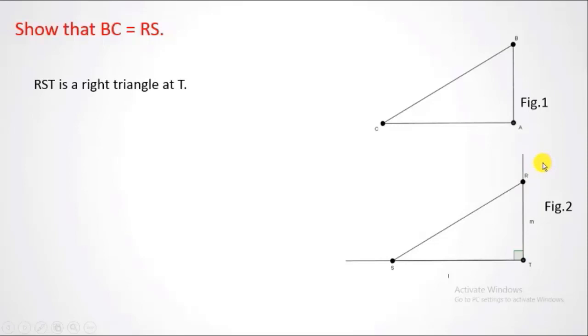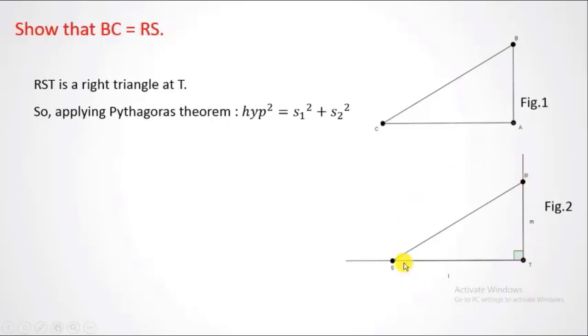Let's see how. First, RST is a right triangle at T. So, we can apply Pythagoras Theorem, since in any right triangle, Pythagoras Theorem is verified. What is Pythagoras Theorem? Hypotenuse squared is equal to the first side squared plus the second side squared. Where is the hypotenuse here? It is RS. It is the side facing the angle 90 degrees. So RS squared is equal to TS squared plus TR squared.